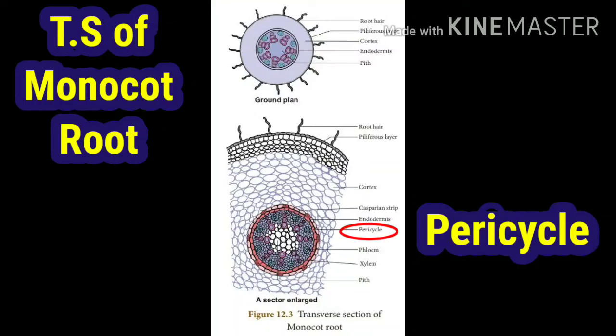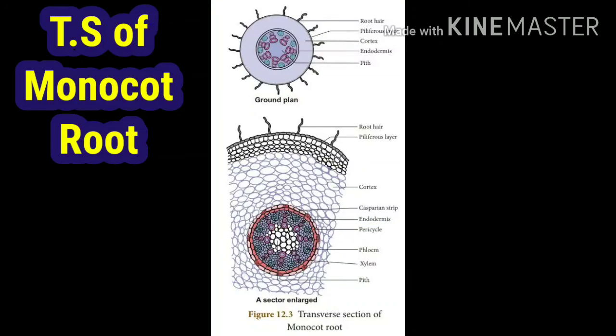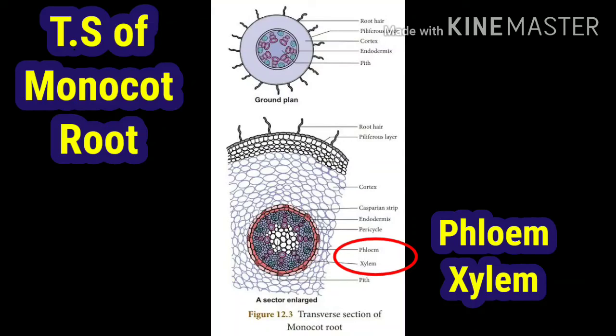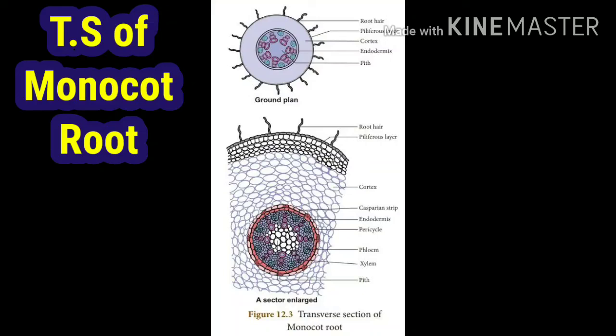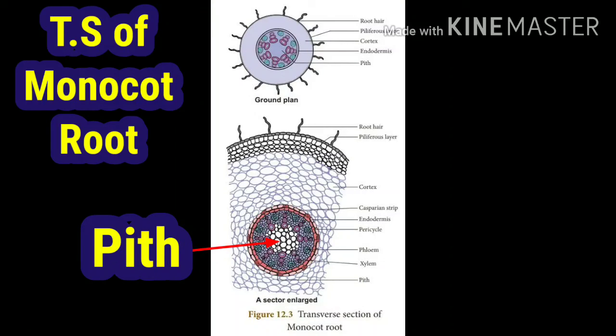The vascular tissues. It consists of many patches of xylem and phloem arranged radially. The xylem is exarch and polyarch. The conjunctive tissue is made up of sclerenchyma. The last structure is pith. It is present at the center. It is made up of parenchyma cells with intercellular spaces. It contains abundant amount of starch grains and it stores food materials.